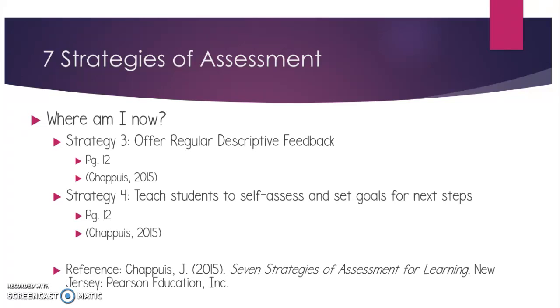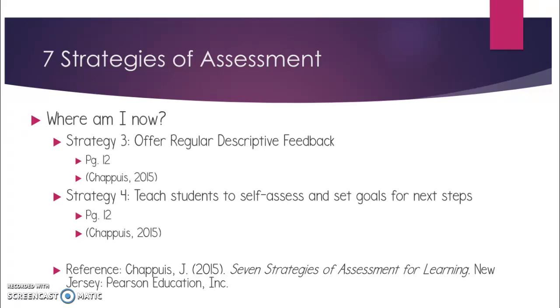Where am I now? So this is the feedback self-assessment part of assessment. So strategy 3, offer regular descriptive feedback. It's always important for students to know what their strengths and weaknesses are so that they can continue doing what is expected and that they know what to not do. If you don't tell them that they're doing something wrong, they're never going to know, which means that behavior will continue.